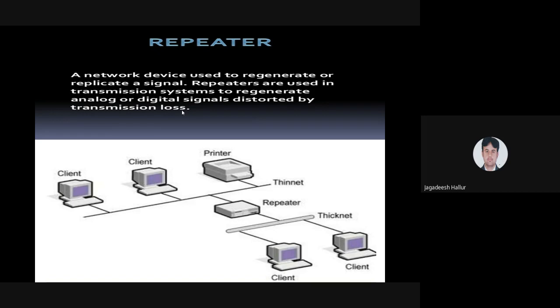The most important function of a repeater is to strengthen the signal. Once it is re-strengthened or regenerated, it becomes active again, so it moves from 500 kilometers to 1,000 kilometers. So the repeater's function is to regenerate or re-strengthen the analog or digital signal which is distorted by transmission loss. This is the simple function of a repeater.